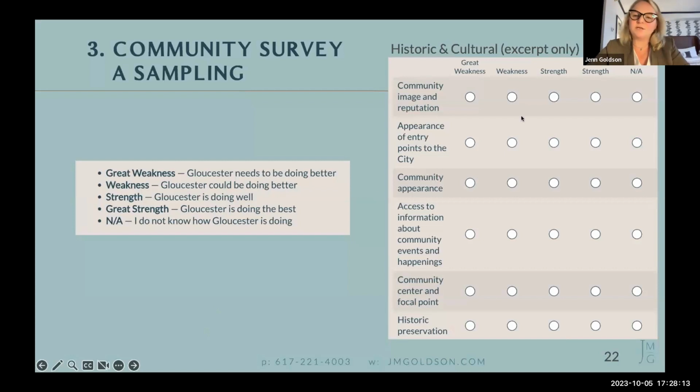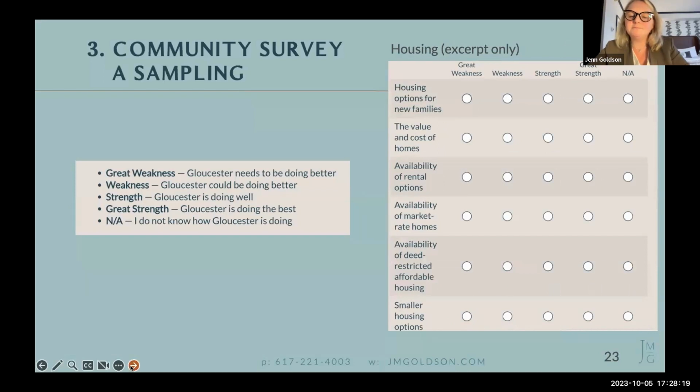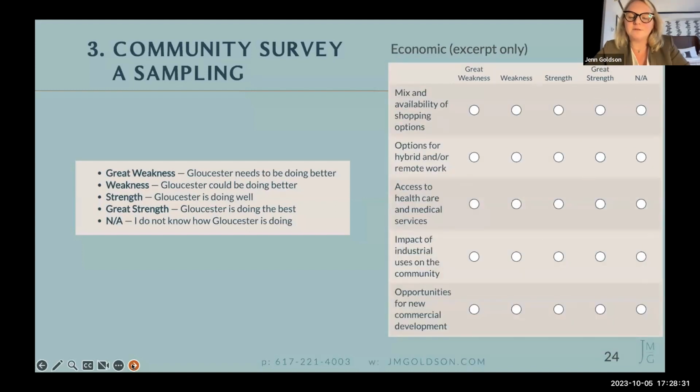So we have questions on historic and cultural assets. We have questions on housing. And we're really trying to get you to think about what's happening in Gloucester right now. What issues are you seeing, or what weaknesses and strengths, I should say. We have a section on economic. And so you can just scan through and see the kinds of things that were asked. And again, this is just an excerpt. The list is much longer than this.